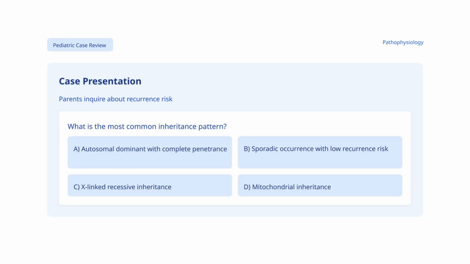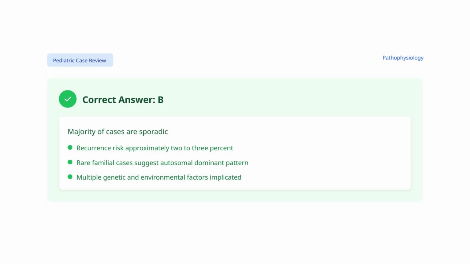Parents of an affected child inquire about recurrence risk. The question asks, what is the most common inheritance pattern of Goldenhar syndrome? Option A, autosomal dominant with complete penetrance. Option B, sporadic occurrence with low recurrence risk. Option C, X-linked recessive inheritance. Option D, mitochondrial inheritance. The correct answer is B.